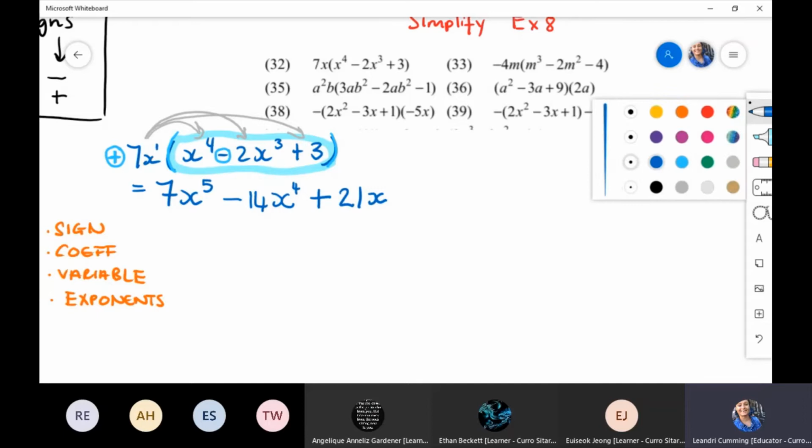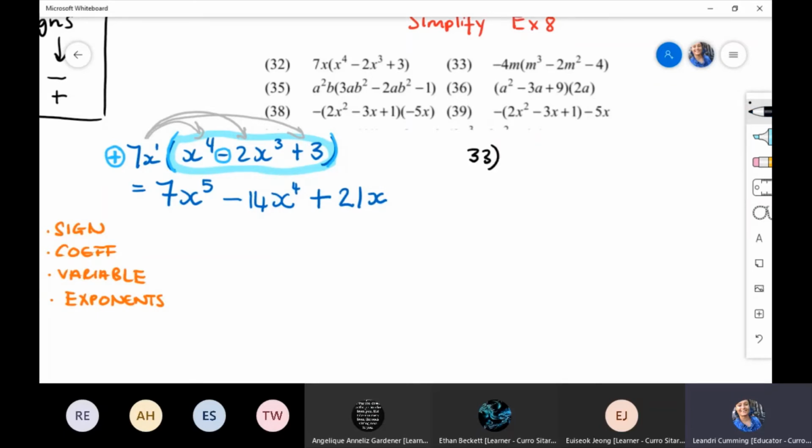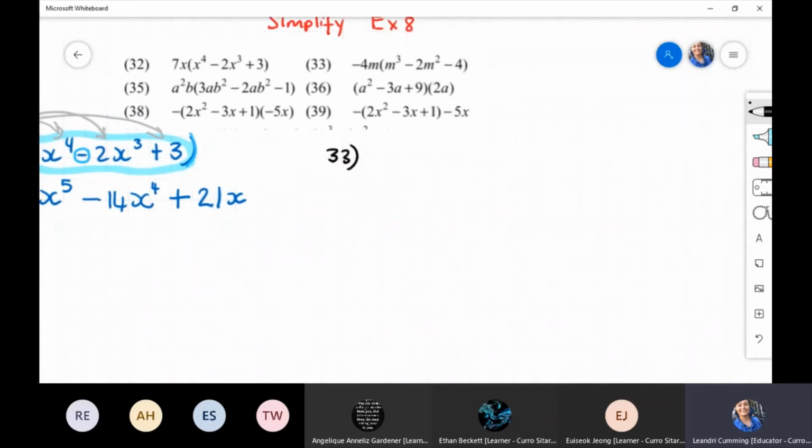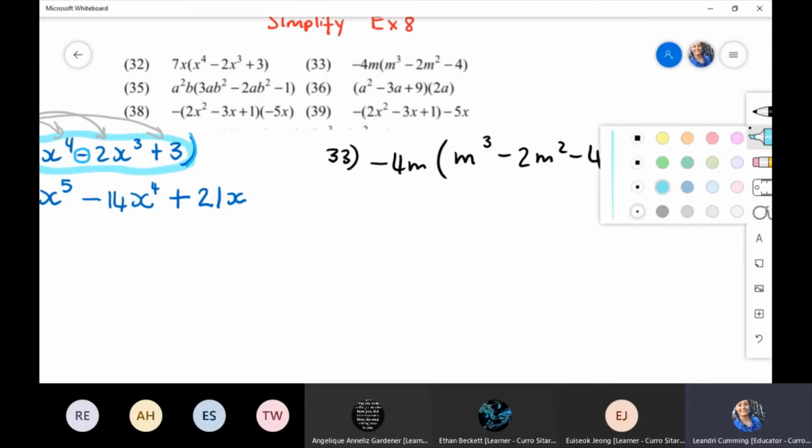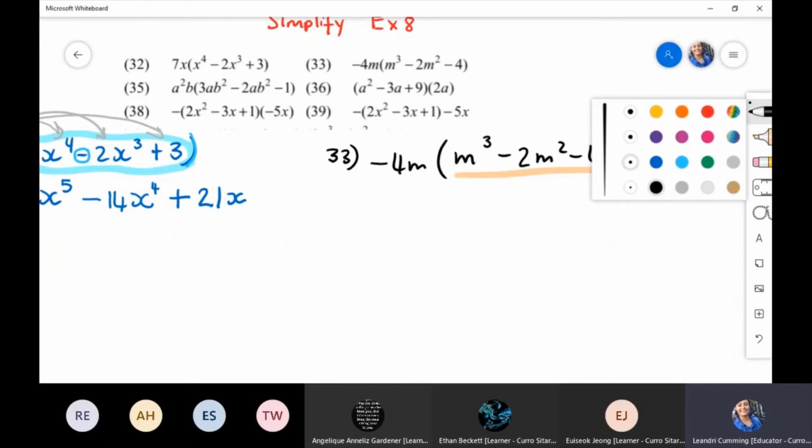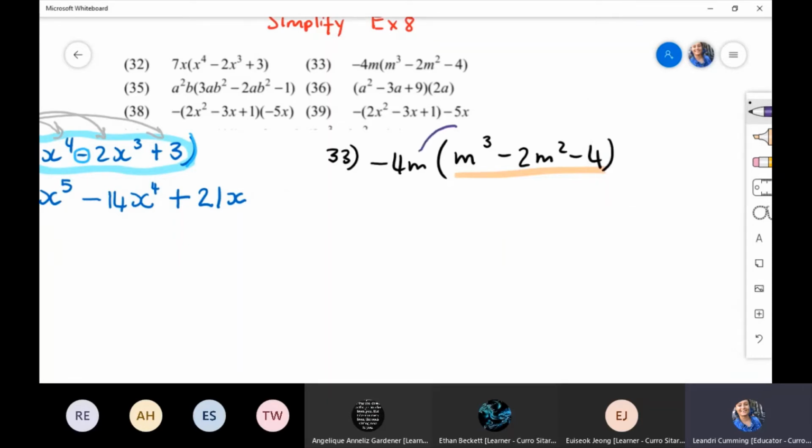Okay, right, let's try number 33. Number 33 shows us we have a negative 4m in front of the bracket. Bracket means product. I have several terms within my bracket, and the first thing I do is I check, can I simplify anything in my bracket, adding or subtracting them together? No, they're all unlike terms. Let's go ahead and let's apply the distributive law.